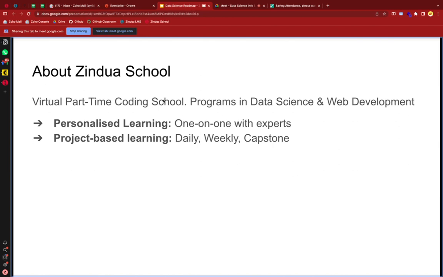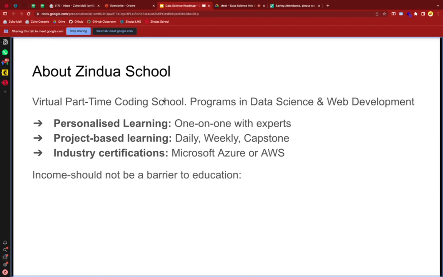That's a good thing about this, both software development and data science to a degree. And the final thing is our programs are based off of industry certifications by Microsoft Azure and AWS. So students sit for these exams when they graduate right after. So let's talk about it.